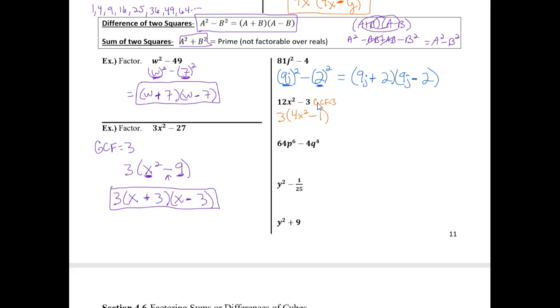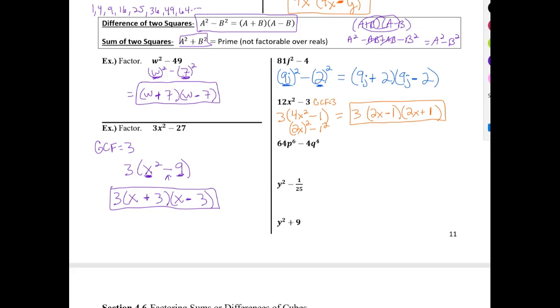So I ask myself, what would make 4x squared? 2x times 2x would give me 4x squared. And 1 times 1 would give me 1. So I don't forget my GCF. I'm going to have my two sets. And 2x times 2x gives me 4x squared. I could put my minus first if I want. So minus 1 and plus 1 would give me 1. Again, you can always check yourself by multiplying and making sure you get back where you start.